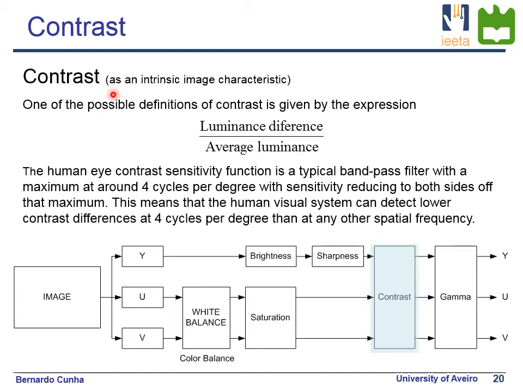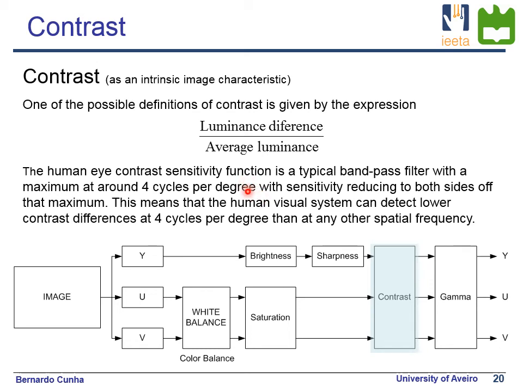Before going there, however, let's also create a different perspective of what contrast may mean. Another possible definition of contrast is given by this expression: the ratio between the difference in luminance, divided by the average luminance. And one interesting fact is that the human eye contrast sensitivity function is a typical band pass filter, which means that we cannot perceive contrasts above a certain frequency in space, with a maximum at around 4 cycles per degree. Remember that we already talked about that.